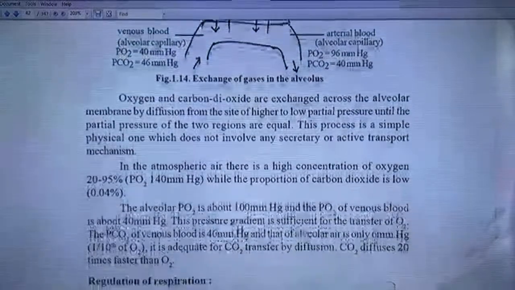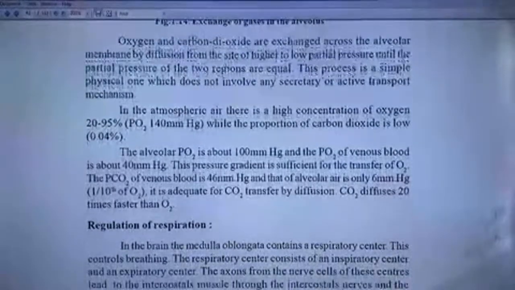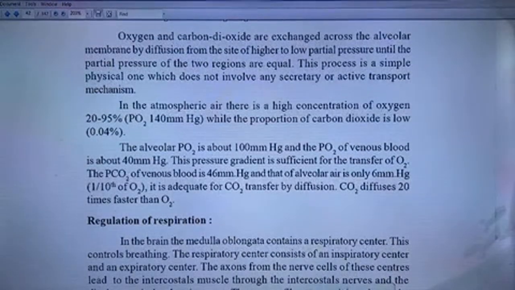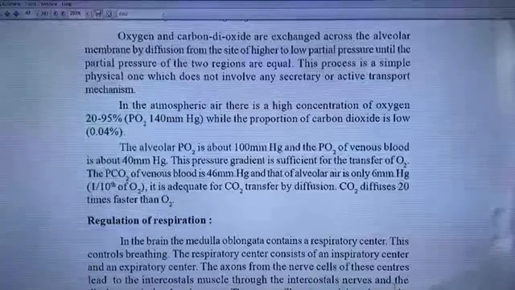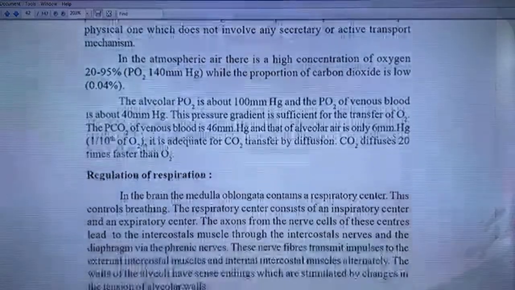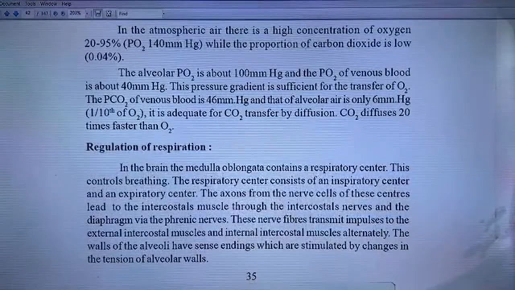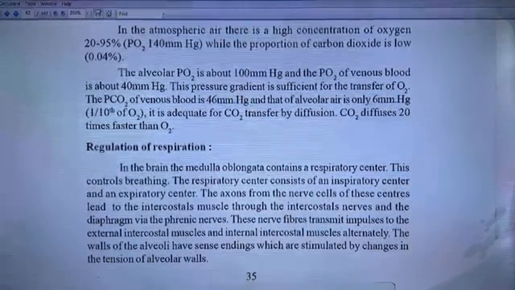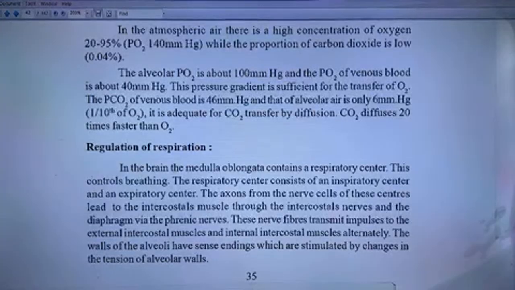Oxygen and carbon dioxide are exchanged across the alveolar membrane by diffusion from the site of high to low partial pressure until the partial pressures of the two regions are equal. This process is a simple physical one which does not involve any secretory or active transport mechanism. In the atmospheric air, there is a high concentration of oxygen, 20.95%, PO2 160 mmHg, while the proportion of carbon dioxide is low, 0.04%.